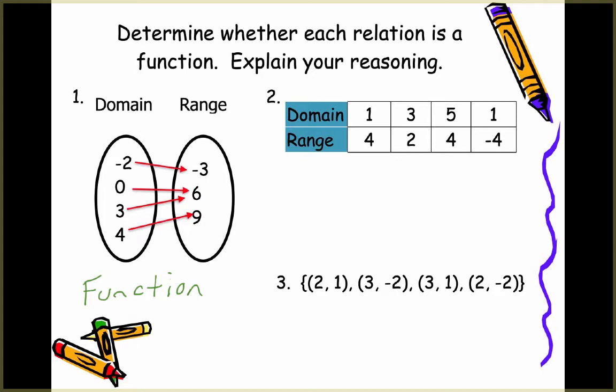When you look at a table, you can look to see if a domain value is repeated. If a domain value is repeated and the outputs for those values are different, then it can't be a function. In this case, we have 1 going to 4 and 1 going to -4. So 1 has two outputs. Remember, the definition of a function says that each input can only have one output. This has two outputs for 1, so this is not a function.